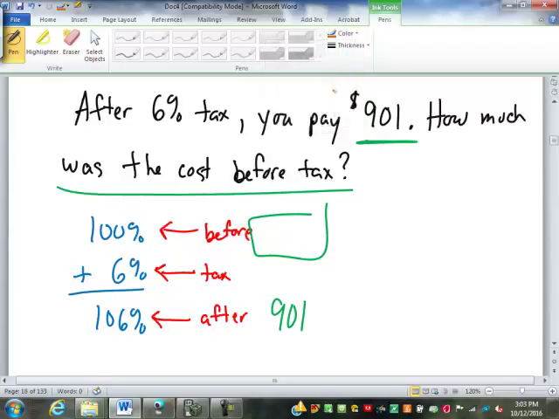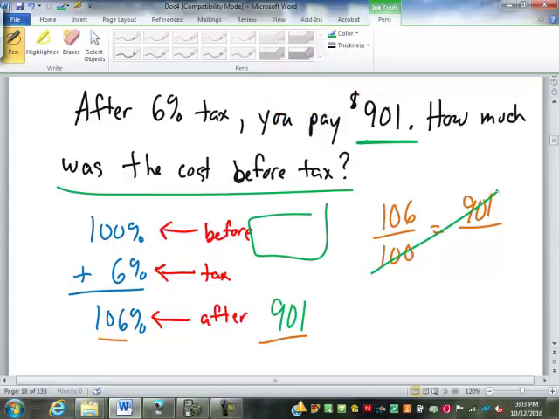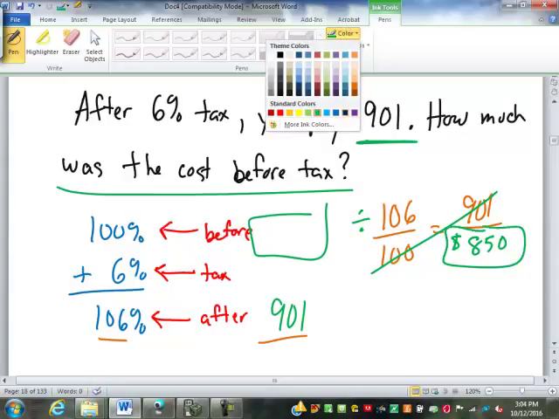So this one, there's only one way to approach it. We have a 106 over 100. What numbers go over on the other side here? 901 can go up on top. Perfect. 901 goes up on top because it matches up with the 106. If we cross multiply and divide, 100 times 901 divided by 106, the 850. Perfect. $850 is the price before tax.